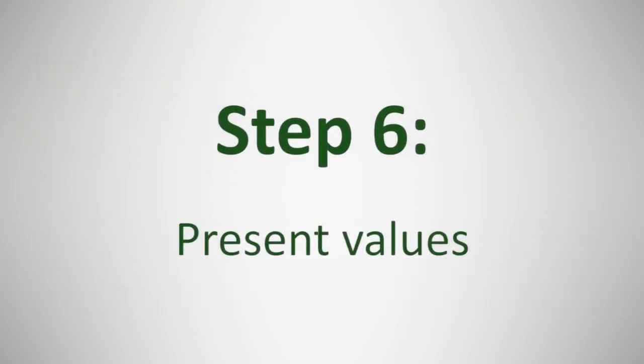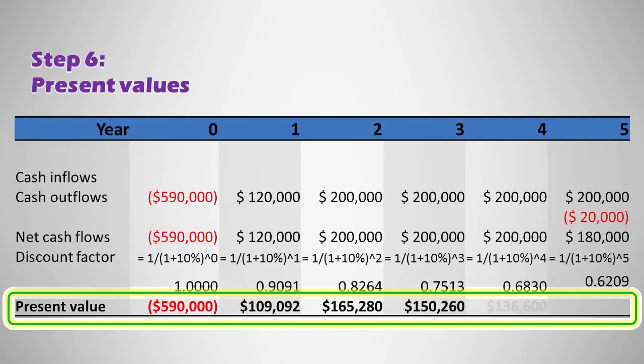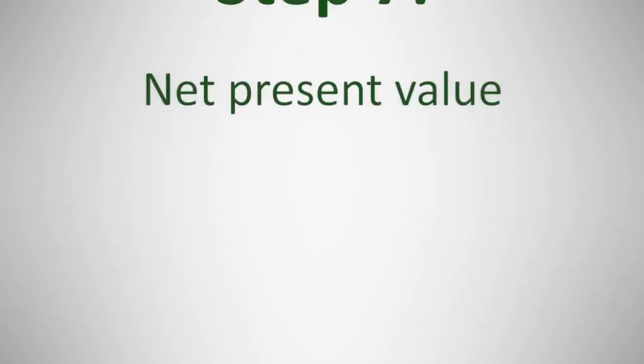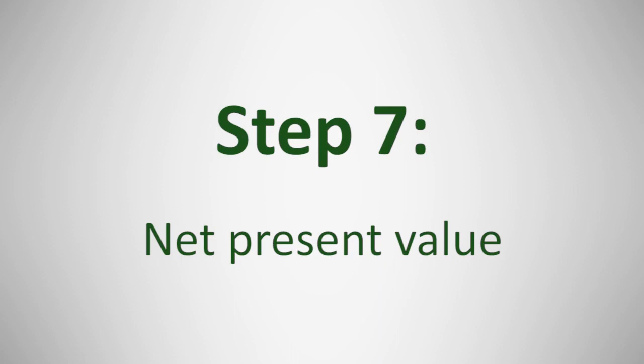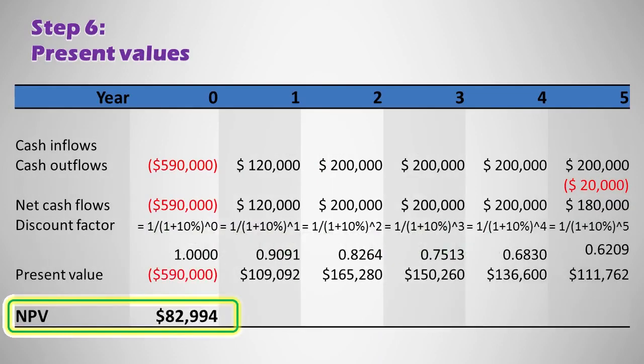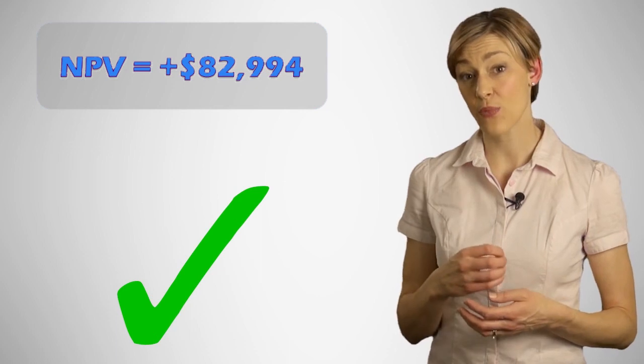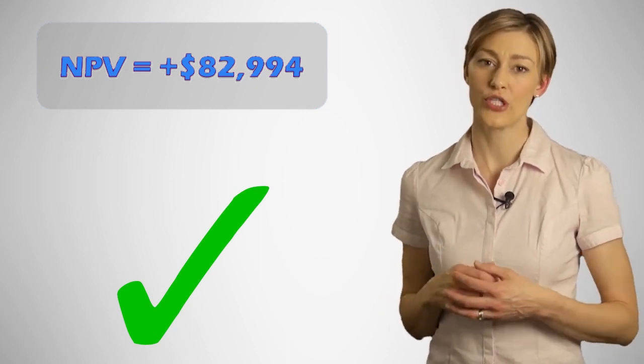Then, to determine the present value of each year's cash flows, we simply multiply the relevant cash flow by the applicable discount rate. And finally, we add all of these present values together with the initial investment, and we now have our net present value. In this case, our NPV is positive and it looks like a good project to pursue.